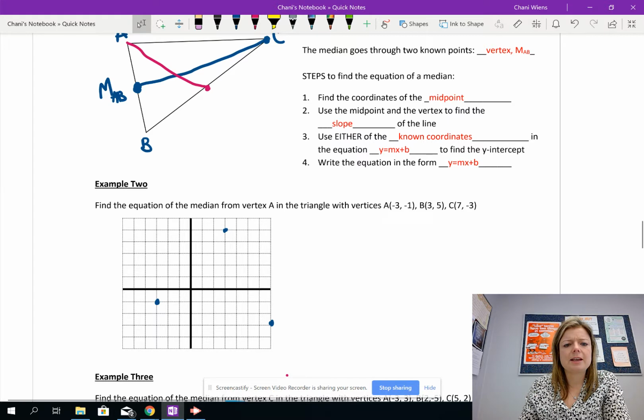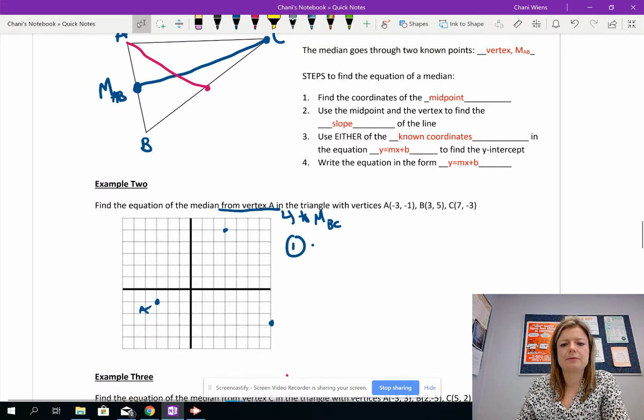Then it says the median from vertex A. Because it's from vertex A, that means it's to the midpoint of BC. So it's the midpoint on the opposite side. So step 1 is find the midpoint of BC. So do that. Step 2 is to find the slope, sorry, not of BC, I lied. The slope of the median. Okay, so that's from here to here.